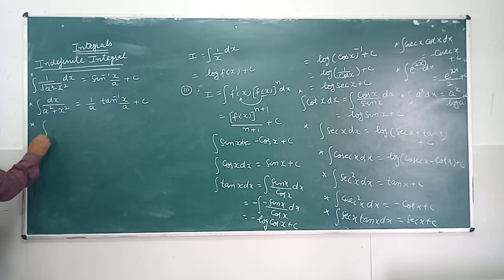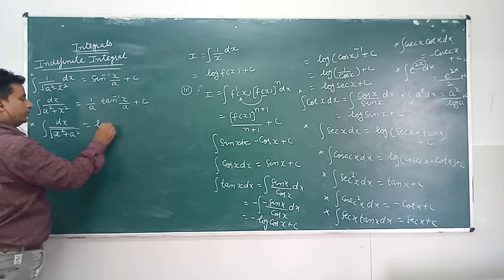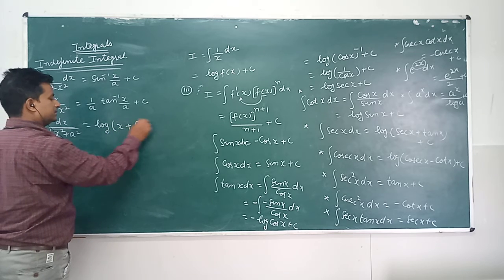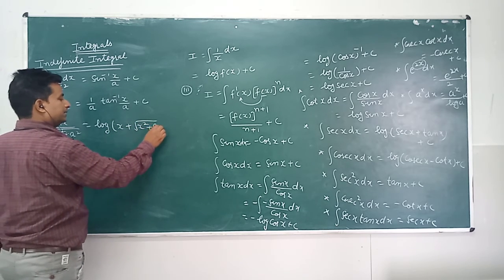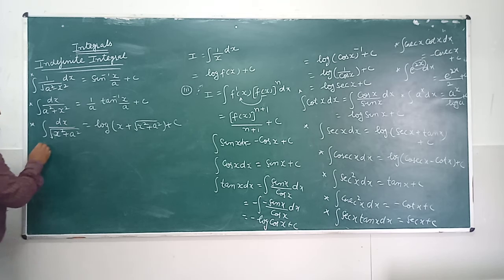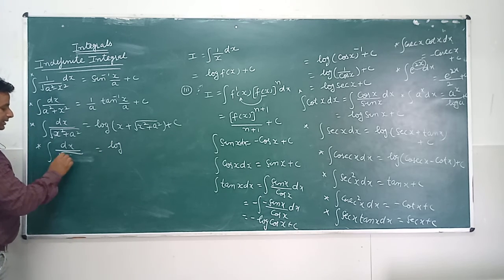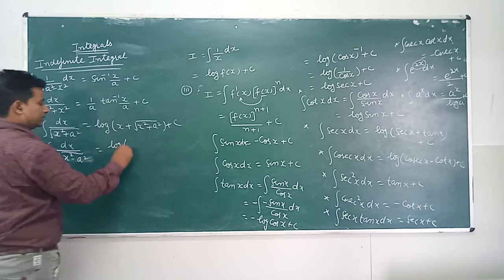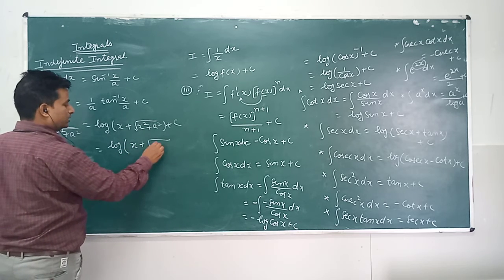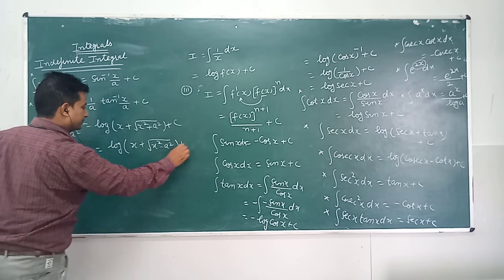The next one is dx upon under root x square plus a square. This is the formula of log x plus under root x square plus a square. The next is dx by under root x square minus a square. This is the formula of log x plus under root x square minus a square.